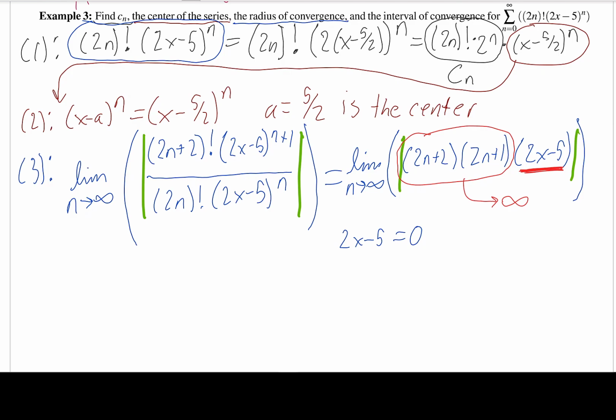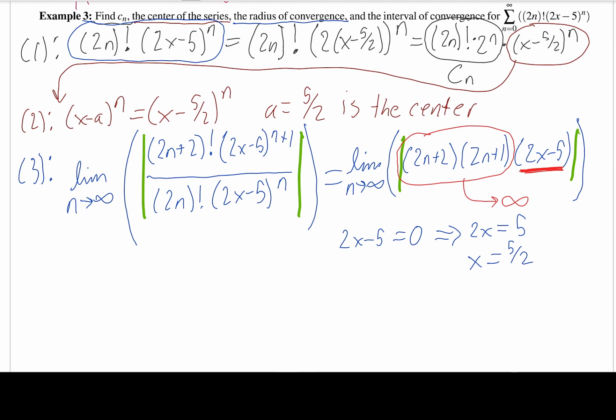Okay, so this means that 2x is equal to 5, which means that x has to be equal to 5 halves, right? And so this tells us that we only have one point, which is going to be x equals 5 halves, where this series converges.